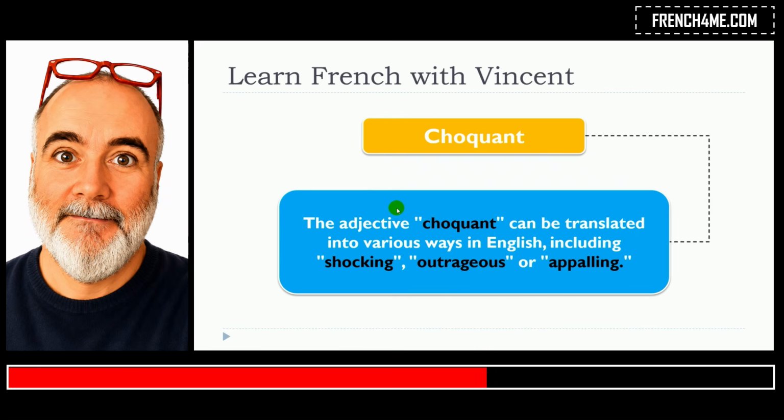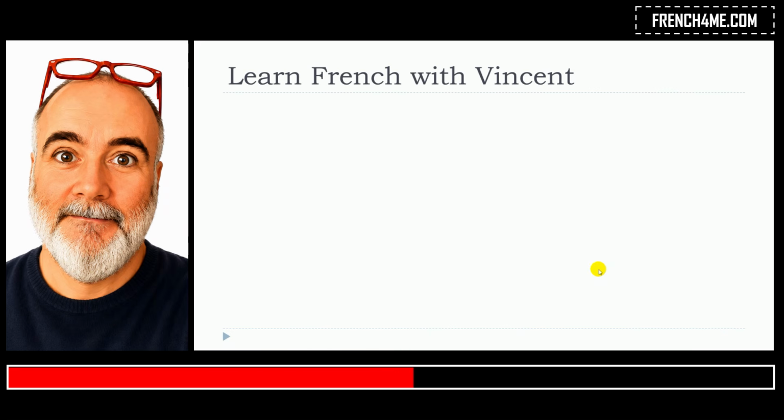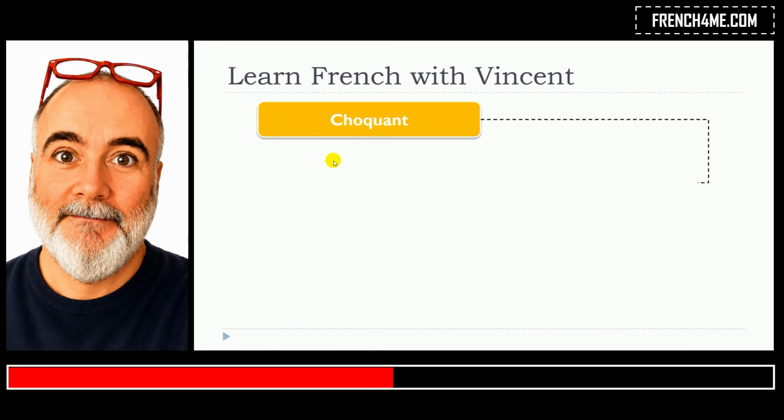So this lesson is about choquant. The adjective choquant can be translated into various ways in English, including shocking, outrageous, or appalling. So let's see some examples with choquant.